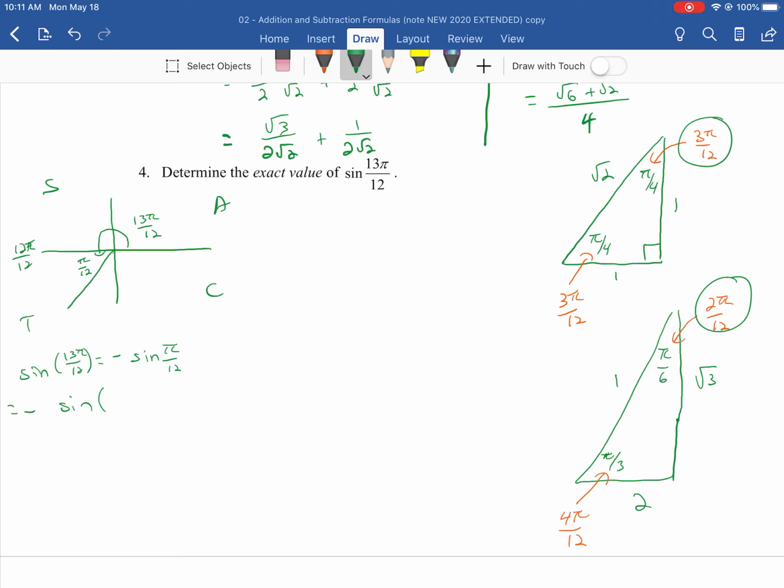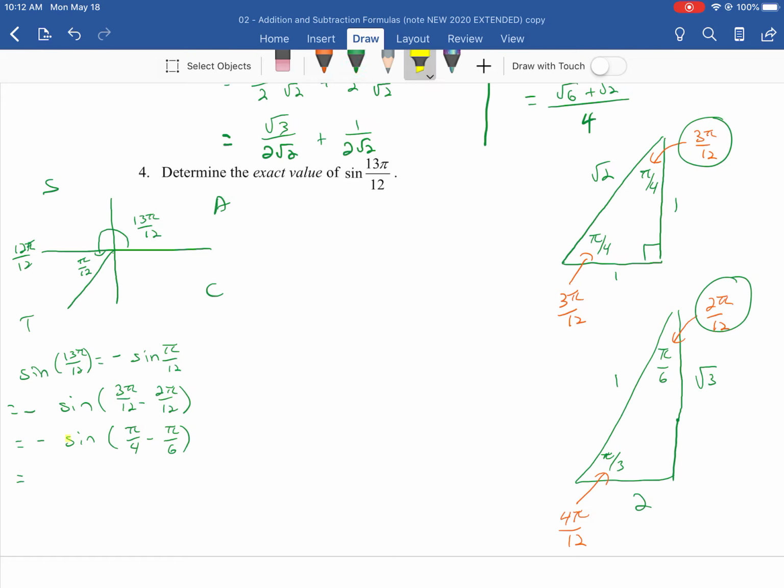So what I get here is negative sine. It's got to be positive, so I need 3 pi over 12 minus 2 pi over 12. Looks completely weird, but all I've done there is taken pi over 12 and broken it into 3 pi over 12 minus 2 pi over 12. Now that I've done that, I'm going to go back to what I'm used to, which is pi over 4 and pi over 6. Just to make myself feel better that, oh, those are in the special triangles. I'll be able to handle that.